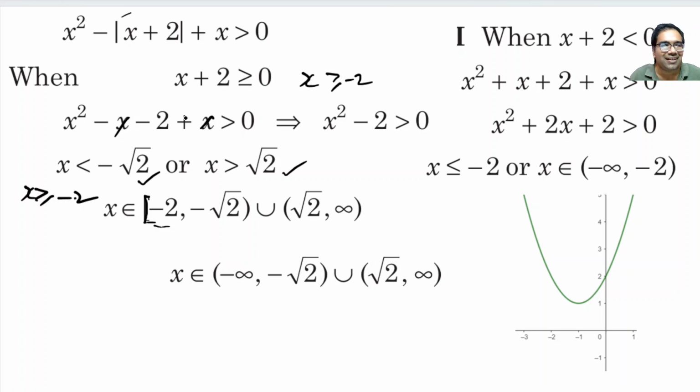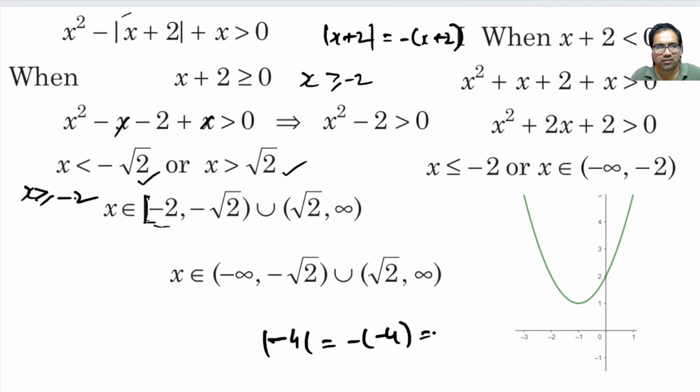Now when x plus 2 is less than 0, what will happen? Then modulus of x plus 2 will be equal to minus of x plus 2. For example, when x plus 2 is, let's say, minus 4, then modulus of minus 4 is minus of minus 4, which is equal to plus 4. So that's why minus of x plus 2. Now x square minus of x plus 2 means x square plus x plus 2.